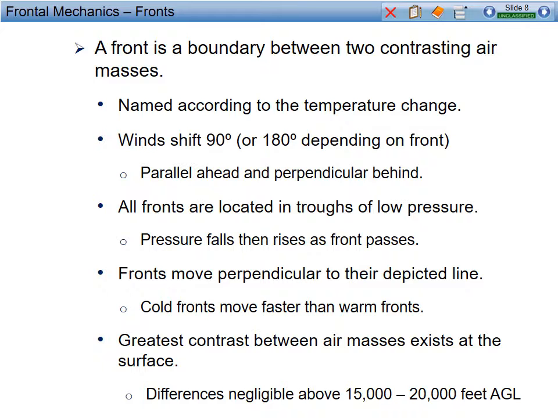Cold fronts move faster than warm fronts, and the greatest contrast between air masses exists at the surface. The differences between those contrasting air masses begin to become less and less as we increase in altitude, and by the time we reach about 15 to 20,000 feet AGL, above ground level, the differences between the air masses is negligible. It is most pronounced at the surface.